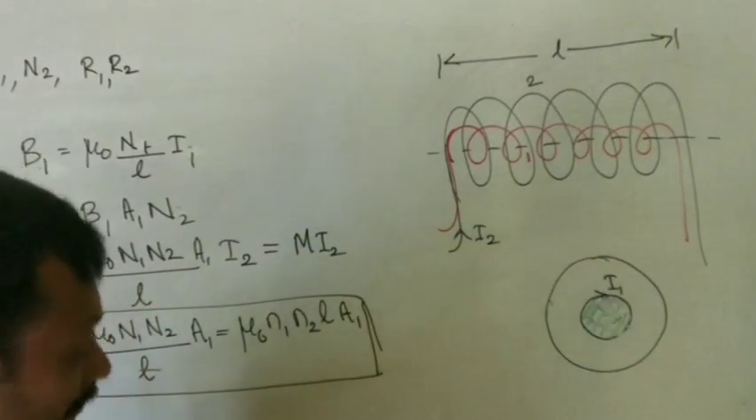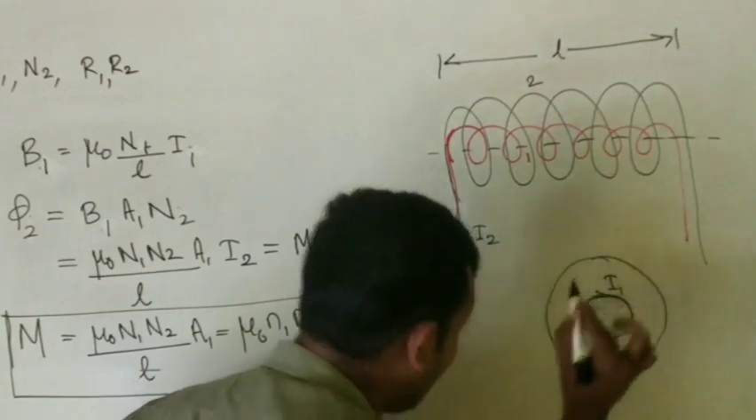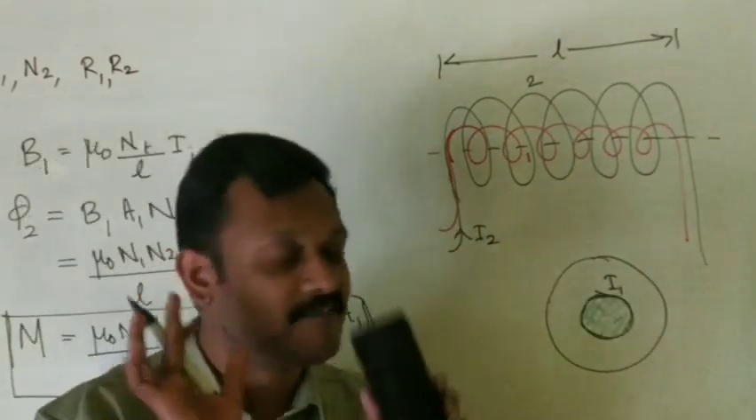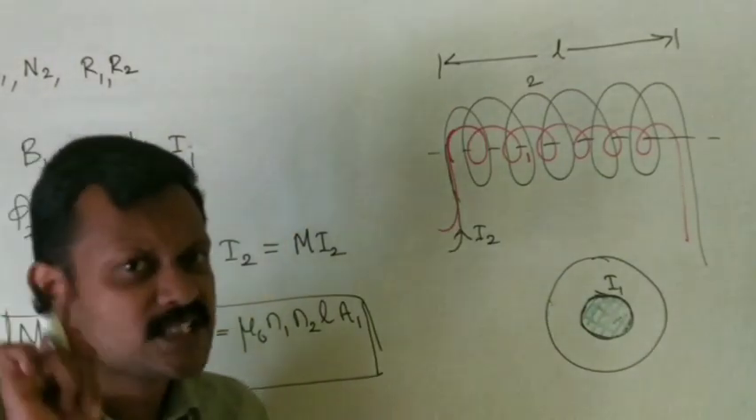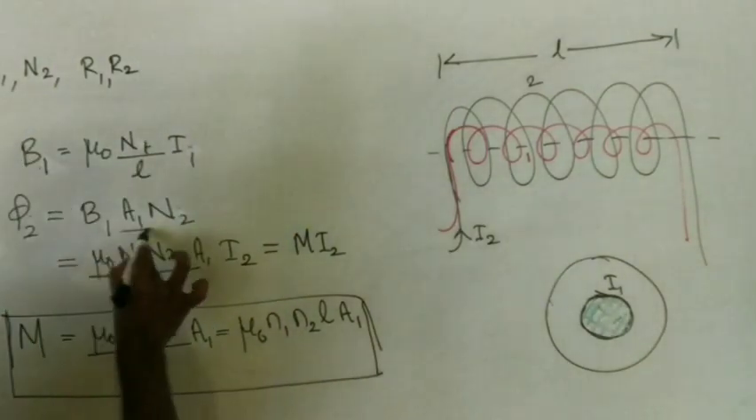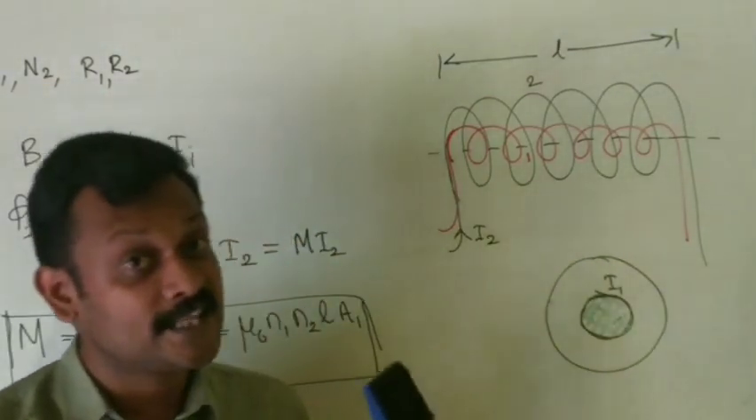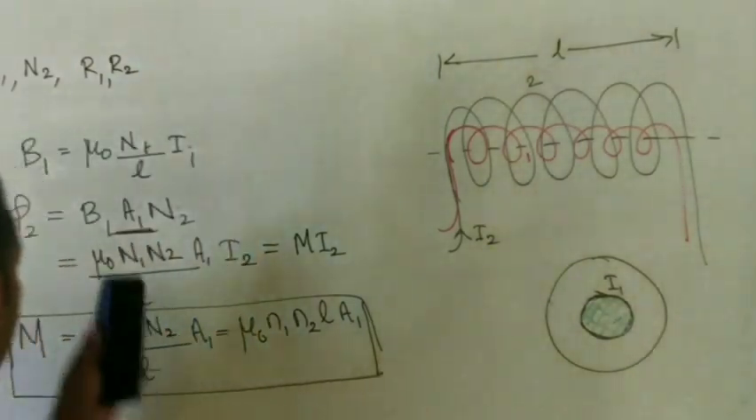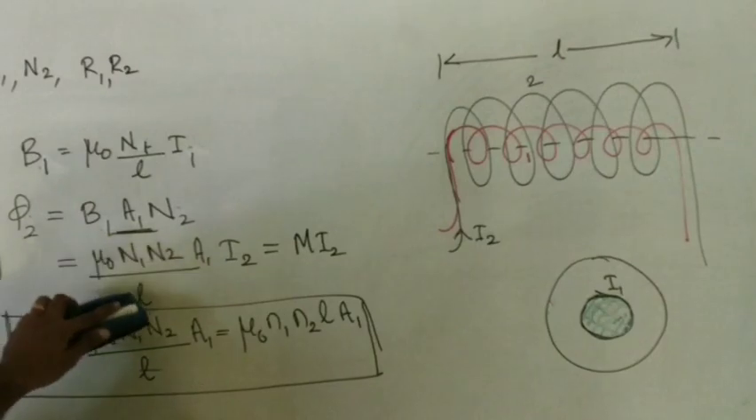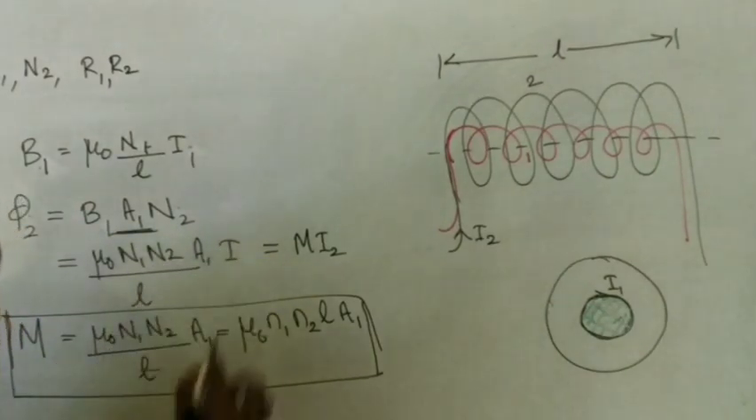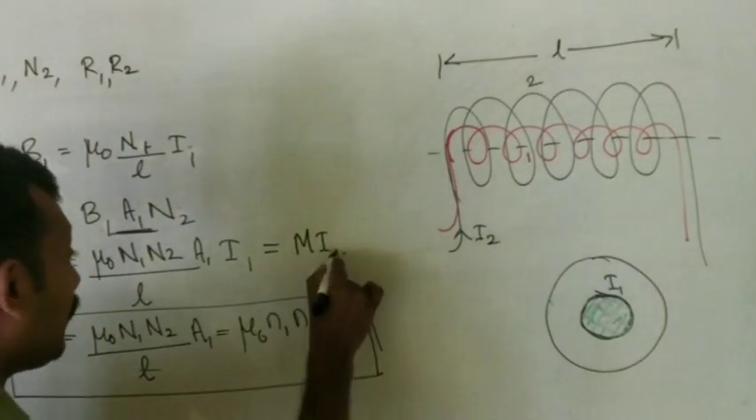You can see from the figure, where is the field located? The field is confined only to the region inside. There is no field outside. Please take care of this point. This is A1, not A2, because the area where the magnetic field is intersected is only A1. That's the reason. Now what answer do we get? Mu 0 N1 by L into I1, into N2 A1, right? So this is equal to M I1.